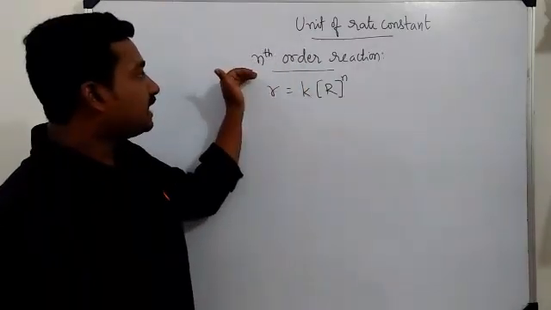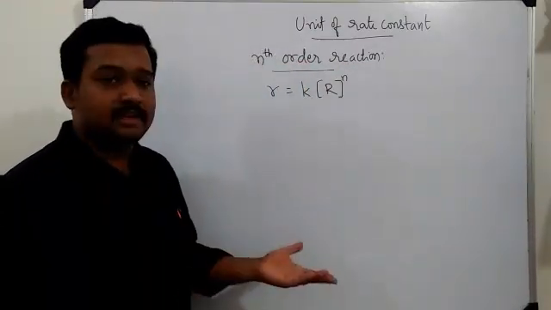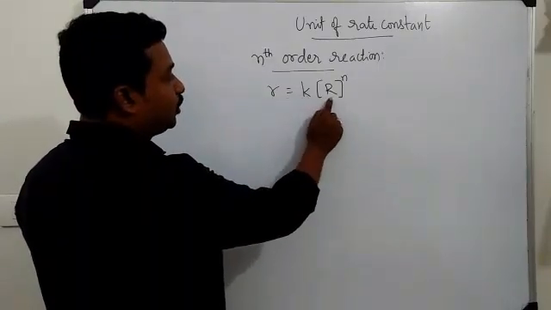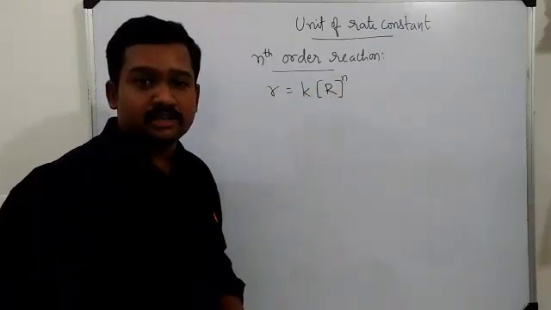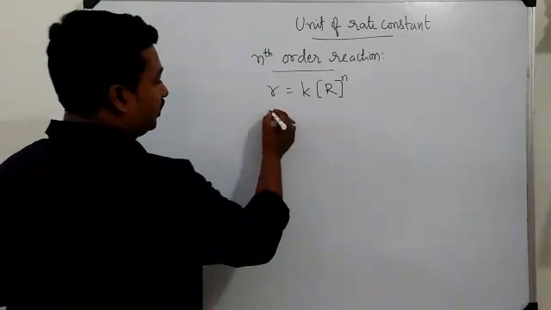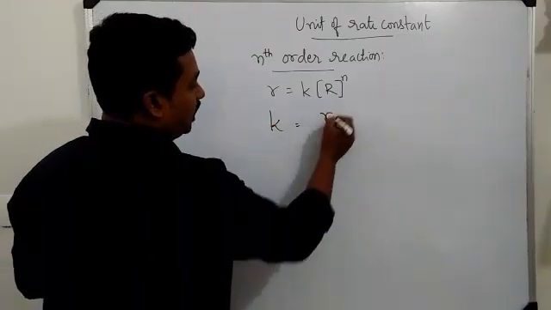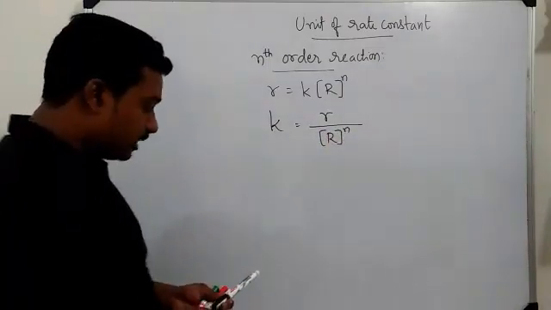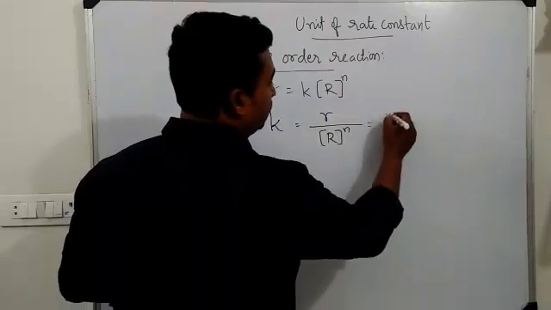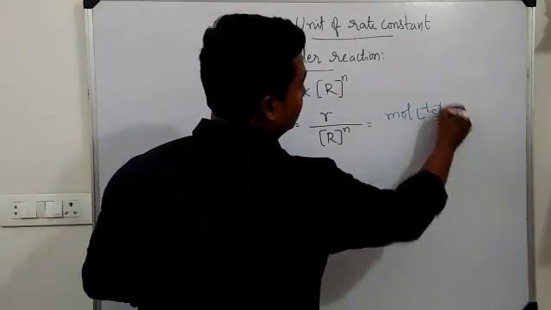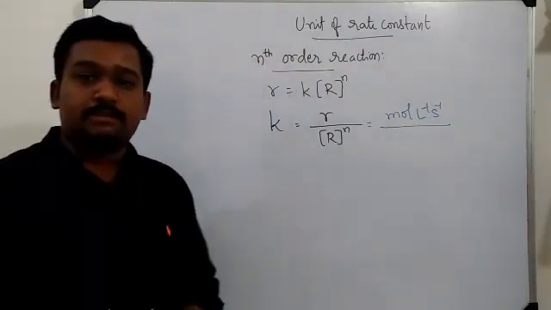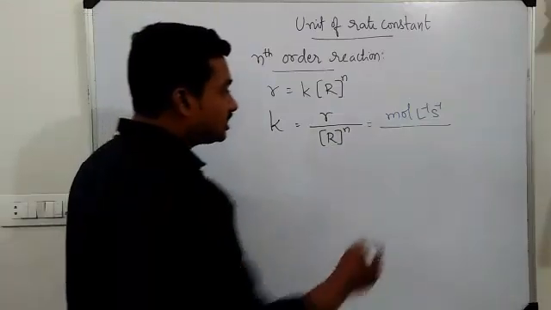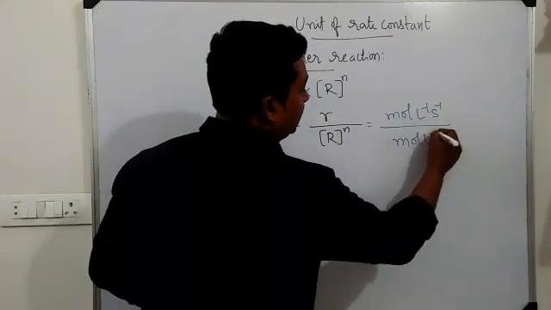Let me consider an nth order reaction. Let us say order of reaction as n. So the rate equation becomes R equals K into [R] power n, where n is the order of reaction. Then what will be the unit of K? K is equal to R by concentration of R power n. Now from our previous knowledge, rate has a unit mole per liter per second. Then what is the unit of concentration?